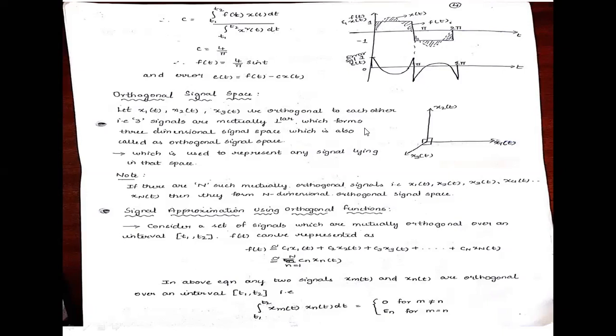Suppose there are more than two signals, we can call it a signal space. Let x1(t) be one signal, x2(t) another signal, and x3(t) is also there. Three signals, three-dimensional. I have taken here x1(t) on the x-axis, x2(t) on the y-axis, and x3(t) on the z-axis. It's three-dimensional. Three signals are there.